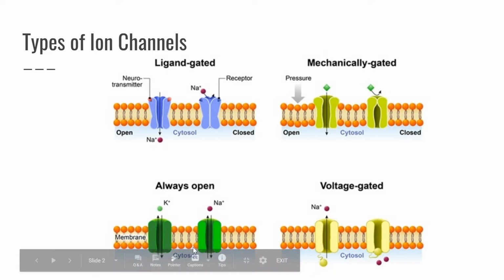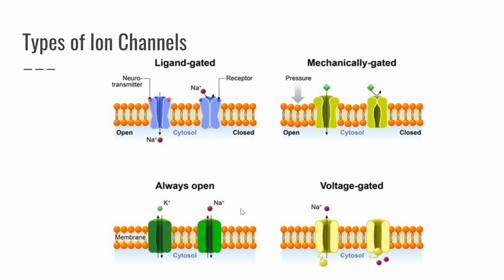There are leak channels, which are always open, and so ions just diffuse down their concentration gradient. We talked about how the concentration of potassium is higher inside the neuron, so it naturally flows out, whereas the concentration of sodium is higher outside of the neuron, so it naturally flows in.